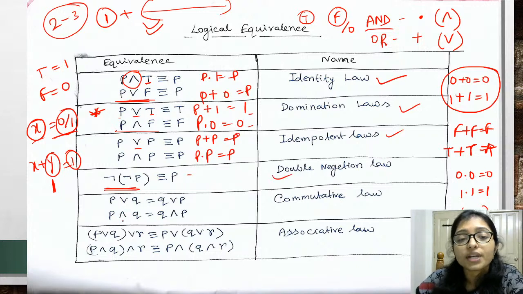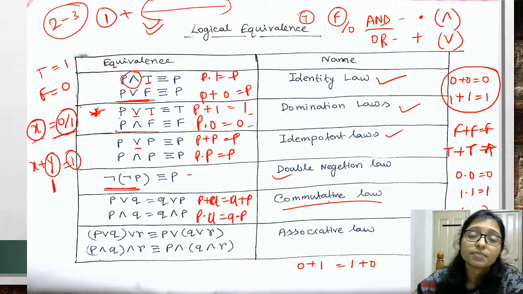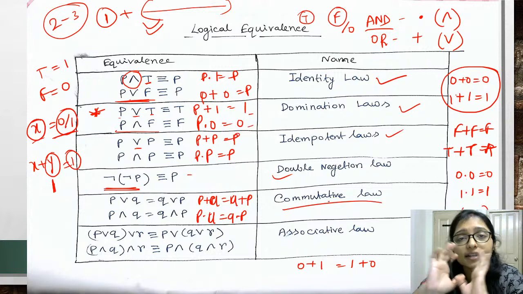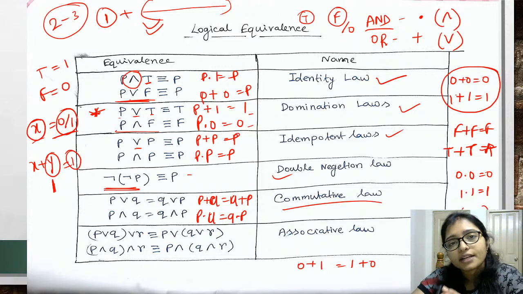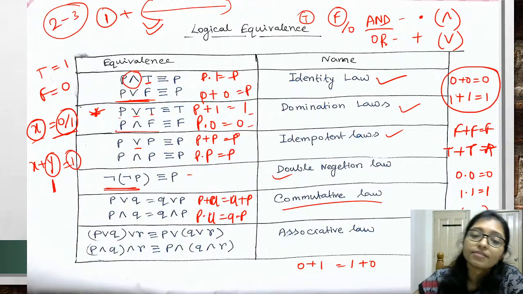And now commutative. Commutative means what? P plus Q equals Q plus P. Definitely, because 0 plus 1 equals 1 plus 0. And P dot Q equals Q dot P. Right? That is called the commutative law. Means right hand side, left hand side, it does not matter. Both are the same. If you write the right side, that is also the same. Right, left, it is also the same. That is the commutative law.